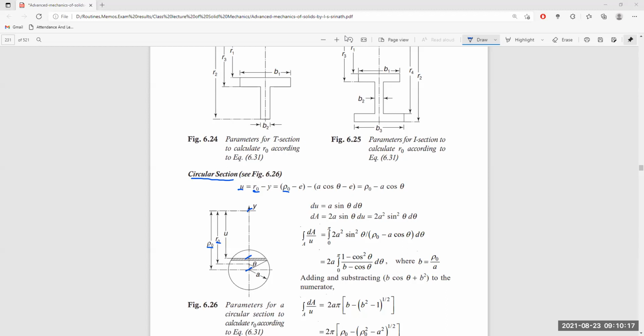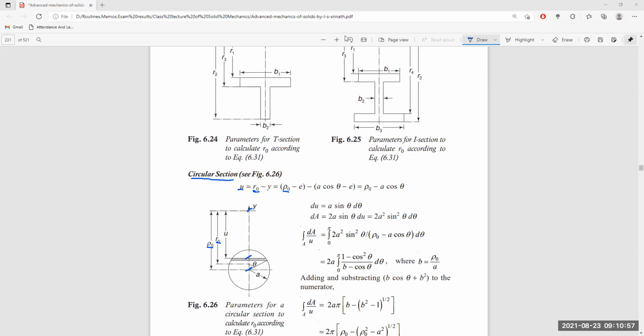The new parameter u itself is, again I'm telling you, the distance of our constant fractional fiber whose fracture stress we want to know. That is given by the distance from the center of gyration to the center of gravity minus the distance of the center of gravity to our constant section, that is rho 0 minus a cos theta itself. Now if we take du, that means taking the derivative of both sides against theta, the du will be a sin theta d theta.